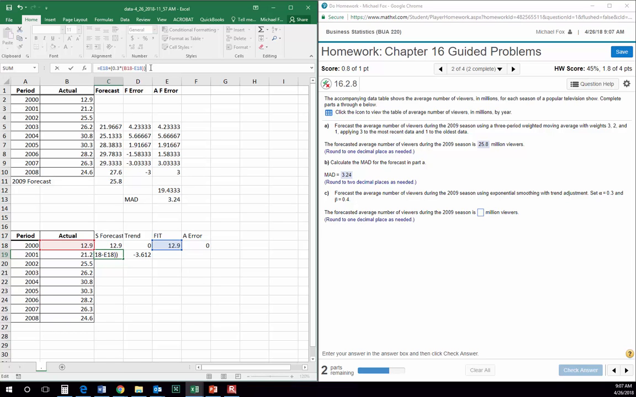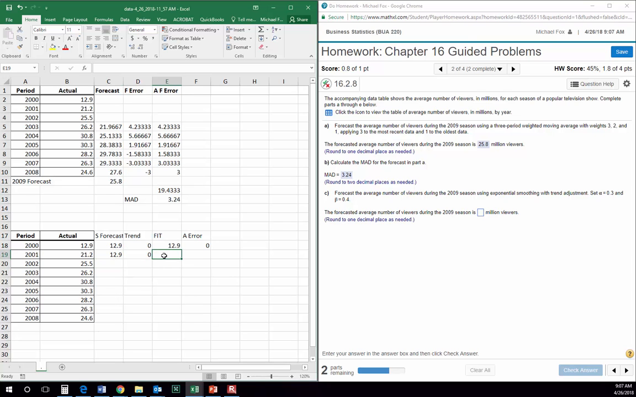So now, because it should be the actual minus the FIT, and I had it as 0.3 times the actual minus the FIT. There we go. Now that number looks right.